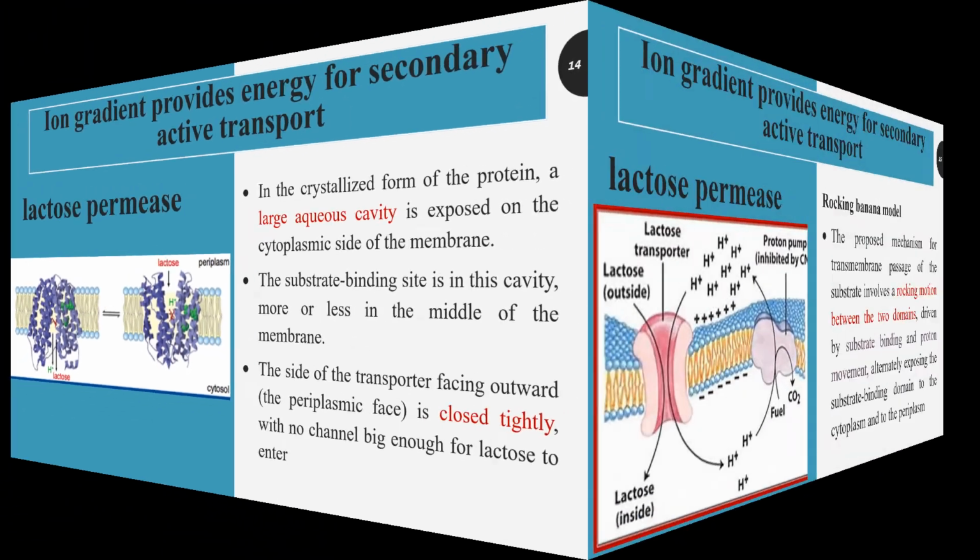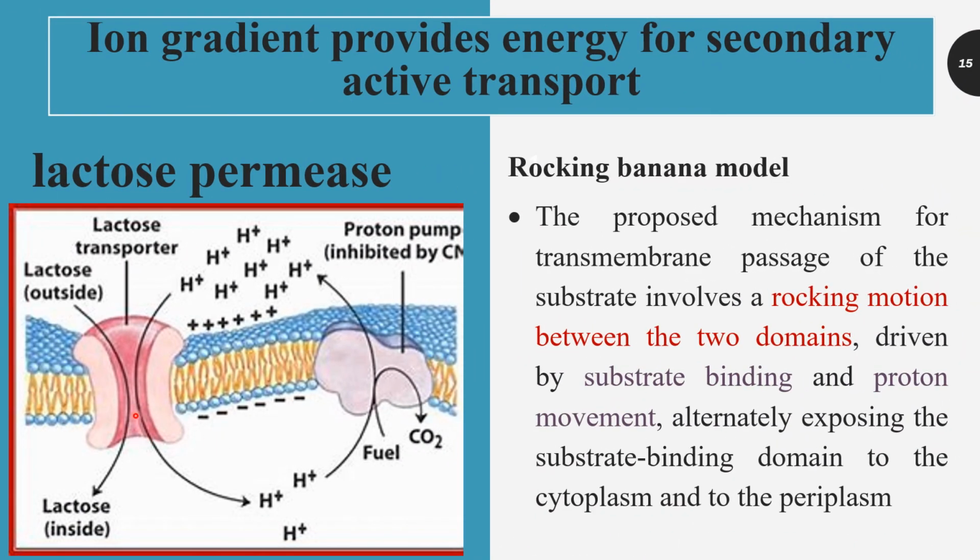Then the regions of the banana bind to each other. As a result, the channel is open outside, so the lactose enters into this channel, and then again the upper side is closed and the lactose is released into the cytoplasm. So, rocking banana: this banana keeps moving all the time. As a result, it is known as the rocking banana model. The proposed mechanism for transmembrane passage of substrate involves a rocking motion between the two domains driven by substrate binding and proton movement, alternately exposing the substrate binding domain to the cytoplasm and to the periplasm.